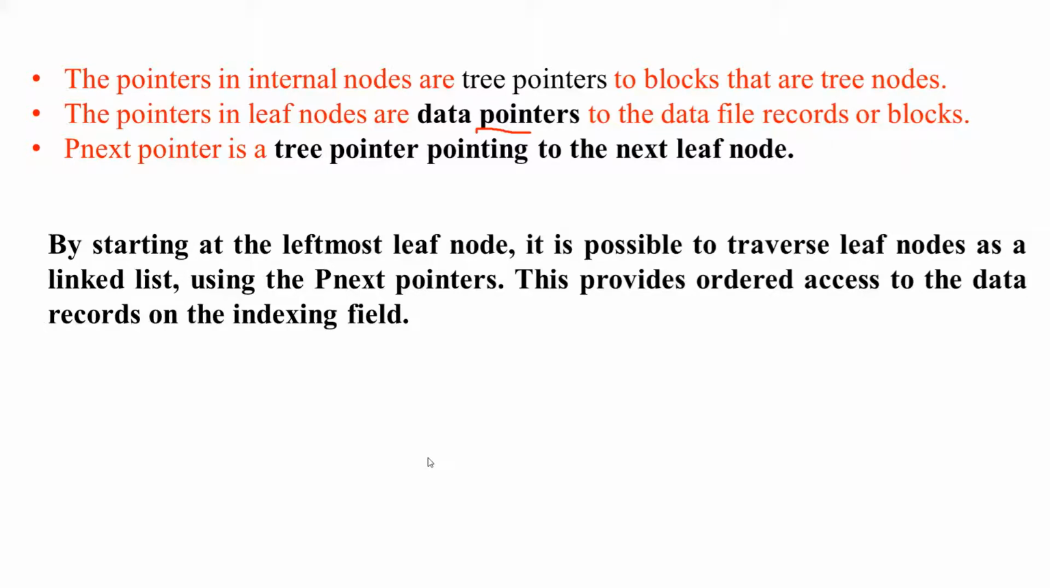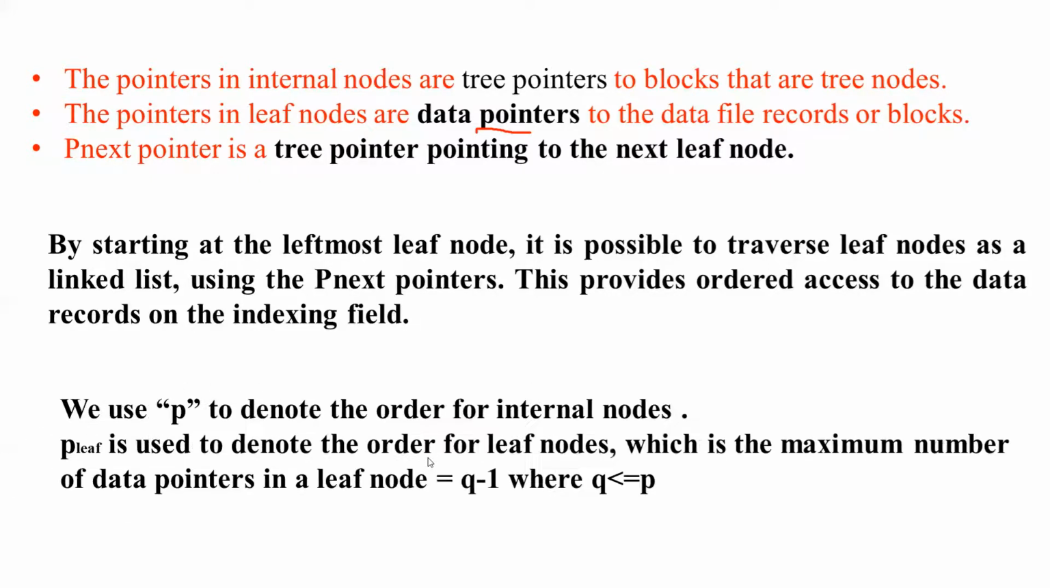So as I told you, by starting at the leftmost leaf node, you will be able to reach all of the leaf nodes of a B plus tree, and by that you'll be able to get ordered access. And we are going to have two types of orders here. The order of the internal nodes is denoted by P, and P leaf is used to denote the order for the leaf nodes. The order for the leaf nodes is given by P minus 1, that is the order of the B plus tree, or the order of the internal nodes, minus 1.